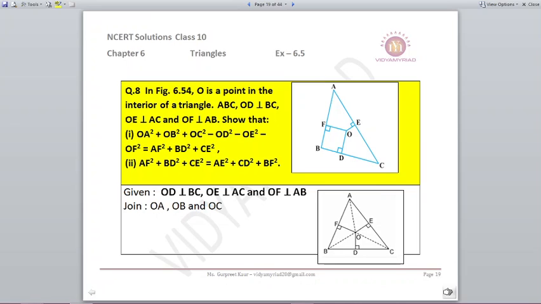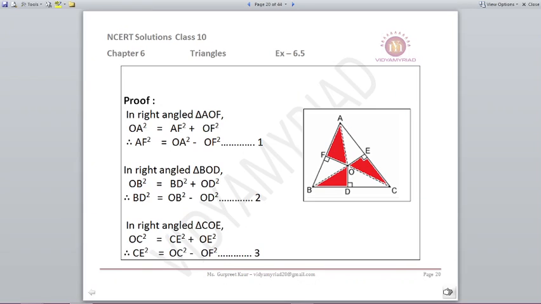Now what we are going to do is, in this case we are going to join AO, OB and OC. According to the first situation, I want AF square, I want BD square and I want CE square. So I am going to choose those respective triangles and I am going to apply the Pythagoras theorem in each. If you concentrate on the red color triangle, AOF, in this OA square is equal to AF square plus OF square. Now I want my answer in AF, so I will rewrite it. So it becomes AF square is equal to OA square minus OF square. Let it be equation number 1.